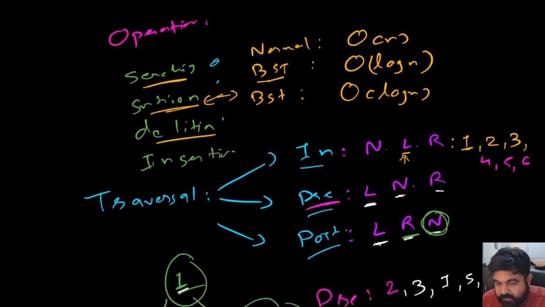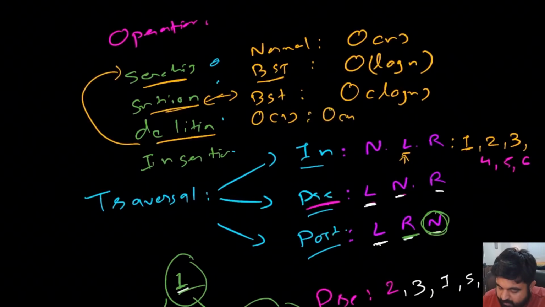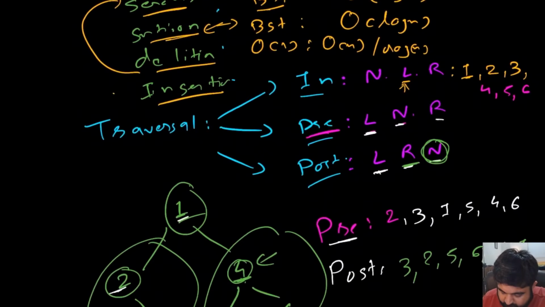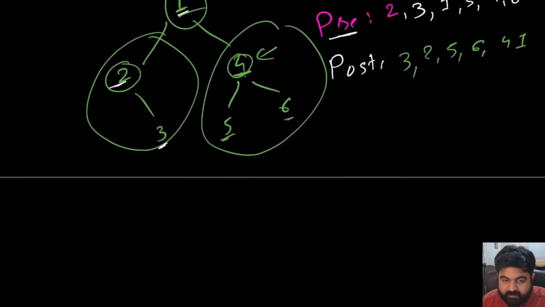Deletion: if we know which node we have to delete, then it's a constant time deletion operation. But if we don't know the node and we have to search first, then it becomes big O of n or log n, depending on what type of tree we are given. The same goes for insertion. If we can insert anywhere randomly, then it's big O of 1. But if we have to insert at a specific location, then it's big O of n or big O of log n, depending on where we are trying to insert and what type of tree we are given.